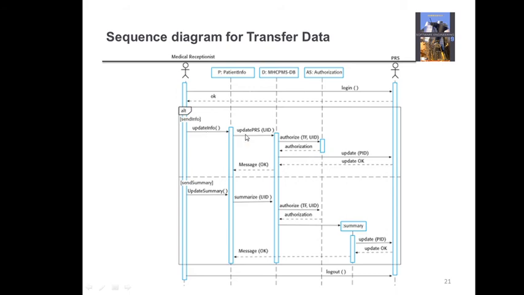Further, the request is forwarded to this database class to update the PRS by this UID. That means this medical receptionist having UID wants to update the PRS, and that is sent to this database class. Now the database will check whether this UID is authorized or not to transfer the information. So the command is authorized for transferring the information, TF, by this UID.